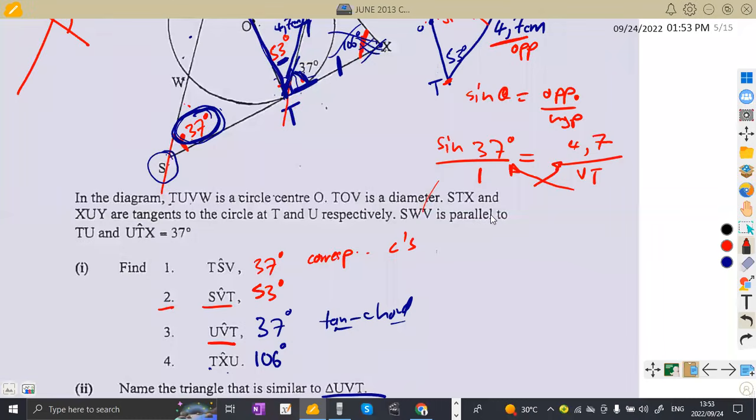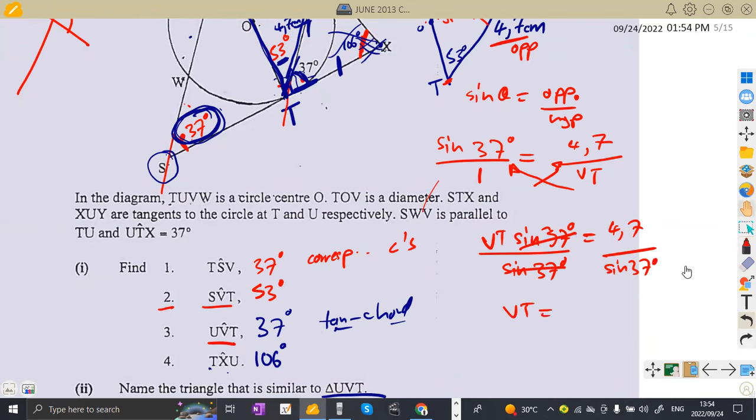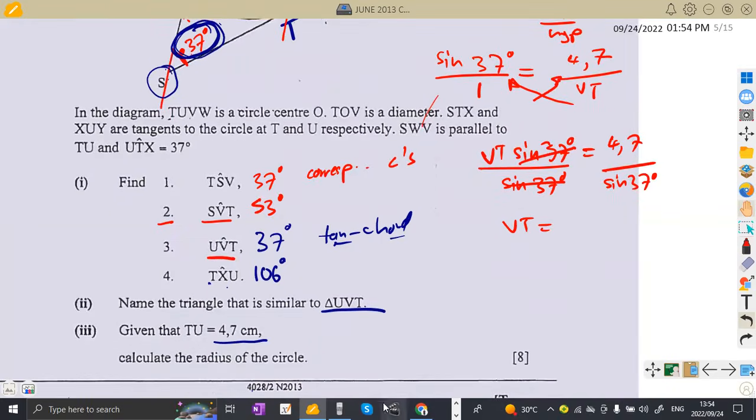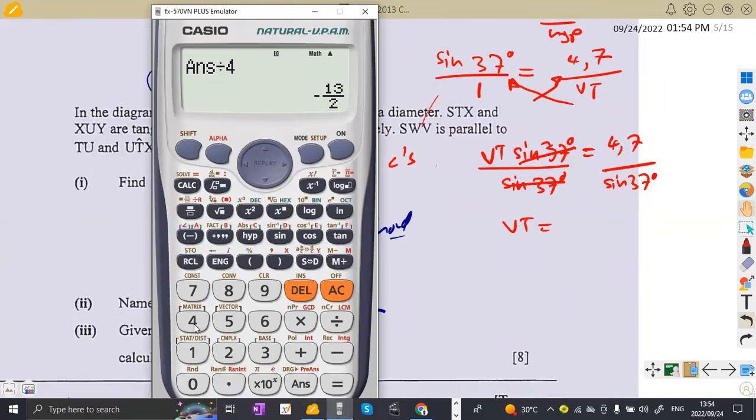So something like VT sine 37. So this is VT sine of 37 degrees, which is equal to 1 by 4.7. So I can divide by sine 37 degrees on both sides. Cancel these two. VT is equal to, I'm just left with this part, which you can just use your calculator for. So it's 4.7 divided by sine 37 degrees.